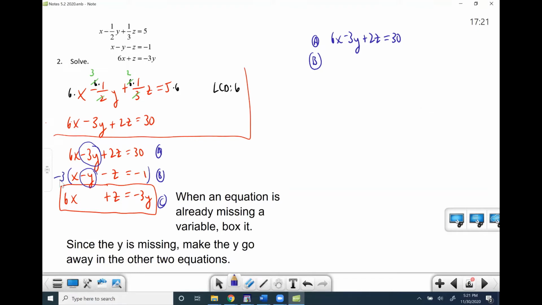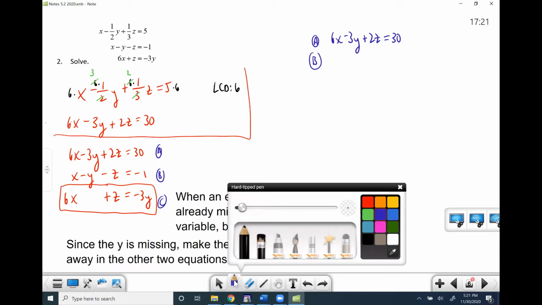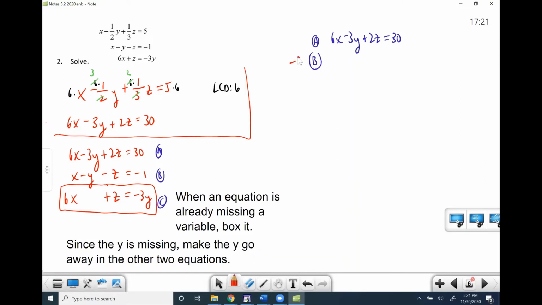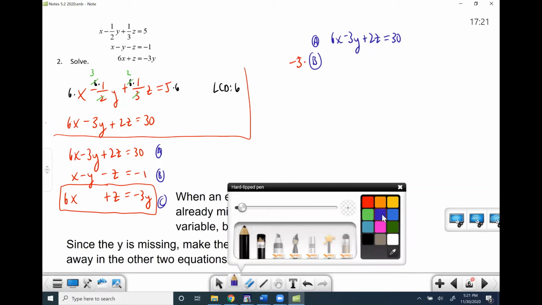Yes, because the two negatives will turn that guy into a positive. So we're going to multiply the second equation by a negative 3. All right, let's do it. So we're going to do a negative 3 to that.